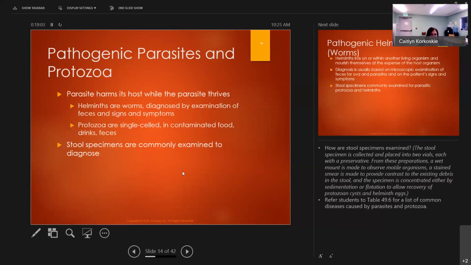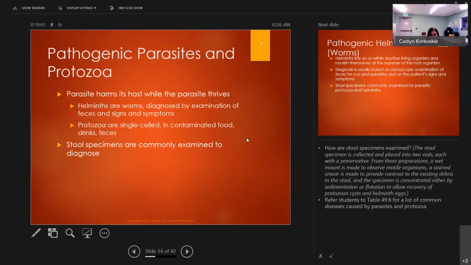All right, pathogenic parasites and protozoa. So parasites harm their host while the parasite thrives. There's different types of those parasites, and usually those are identified through stool samples. So if a patient went to another country, or say they were out in the woods hiking and drank from a stream, sometimes those types of things can cause someone to develop parasites, which we'll usually find in their stools.